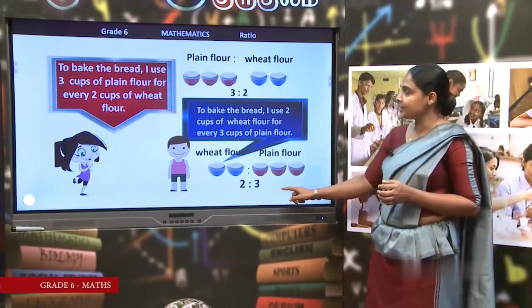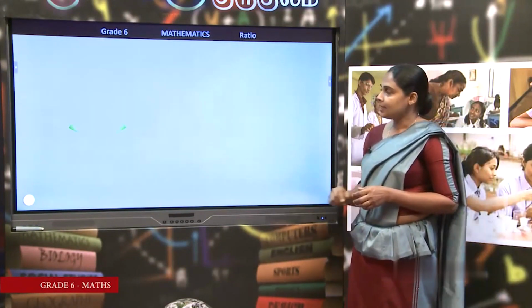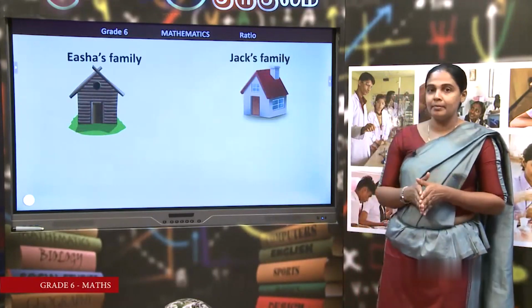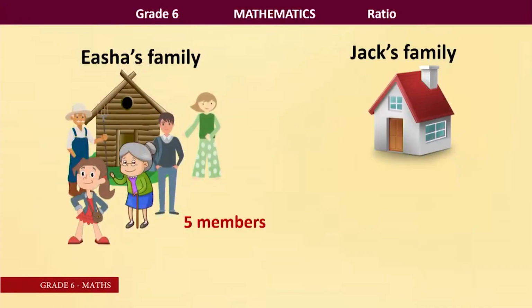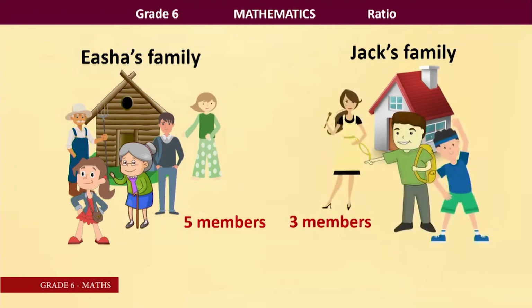Furthermore, let's go to another example. There are two houses, Isha's family and Jack's family. Let's see how many members are there in Isha's family. Mother, father, grandfather, grandmother and Isha. All are 5. In Jack's family, how many members are there? There are only 3 members, mother, father and Jack. Now can't we write down the ratio of members of each family, Isha's family to Jack's family? What should it be? It is 5 to 3.